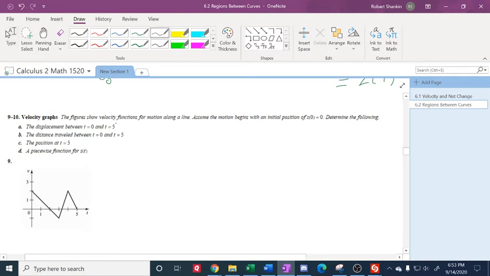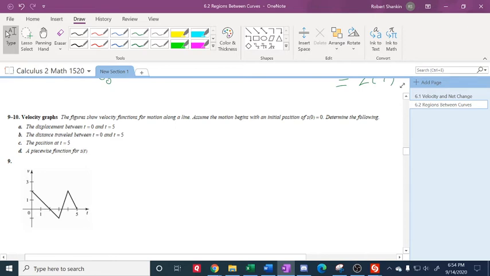So from 0 to 5, what were we doing? We were going in the positive direction for the first 2 seconds because we had positive velocity. Then we were going in the negative direction for a little more than a second. And then we were going back to the positive direction. There's going to be a little bit of backtracking between 2 seconds and about 3.3 seconds. But other than that, we're going in the positive direction.